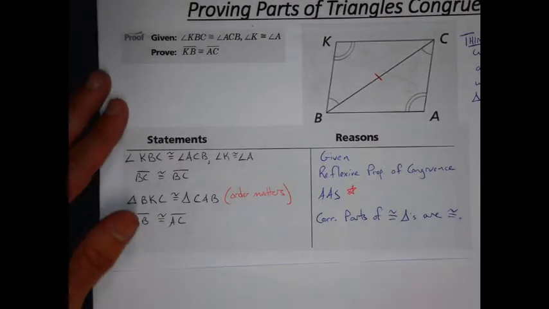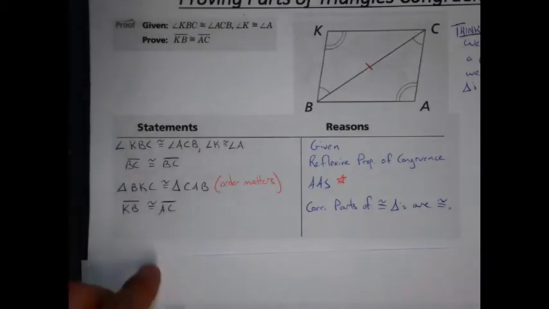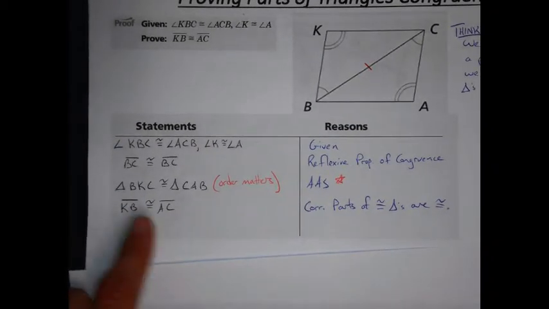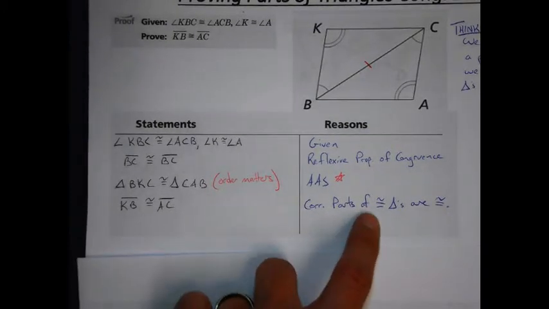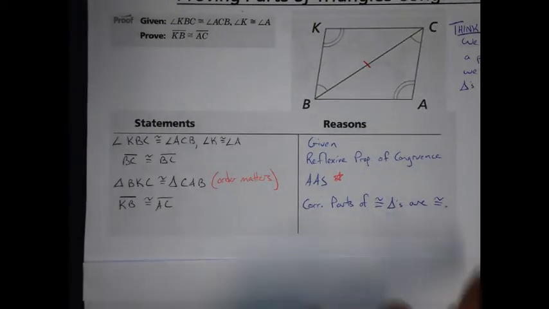Now that we've established our triangles, we can establish our parts. KB and AC are congruent. Why? Corresponding parts of congruent triangles are congruent. Proof done. So we come up with our game plan, and then we established.